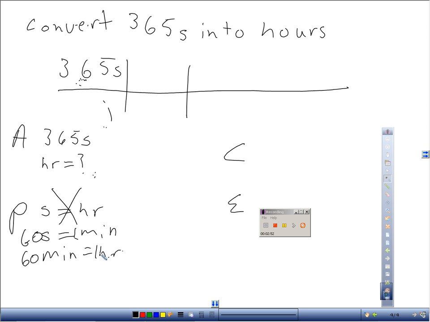So in the compute part, that's what this is right here. So you know in your plan that 60 seconds is equal to 1 minute and 60 minutes is equal to 1 hour. So on the bottom right here, you're going to put seconds because that's your unit up here, so seconds to seconds. And so then you put in the number in front, and you know that 60 seconds equals 1 minute. Then you do the same thing again. Now the reason why you did that was so that way you could cross out your seconds.